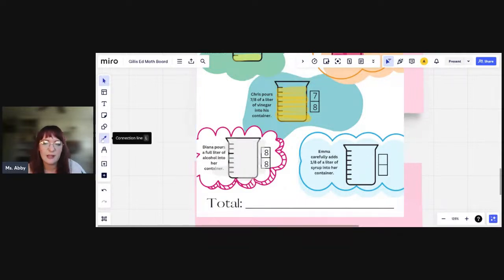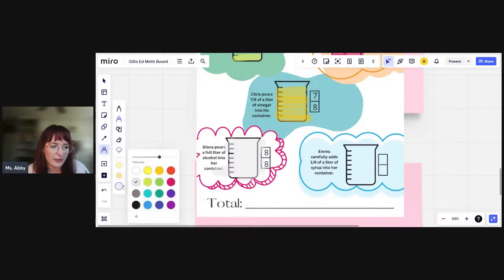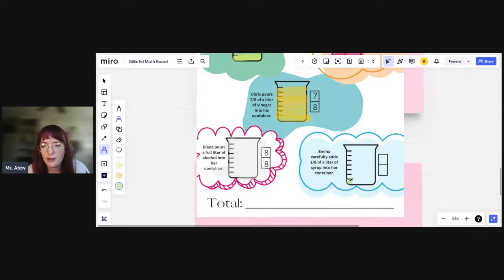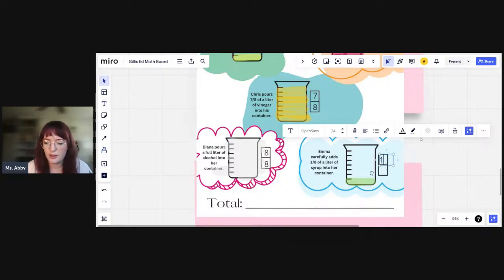Next, Emma carefully adds 1/8 of a liter of syrup into her container. We know we're just going to color in 1 part of the beaker to get 1/8. And we're going to write it right here.